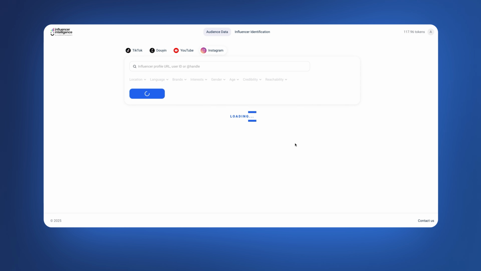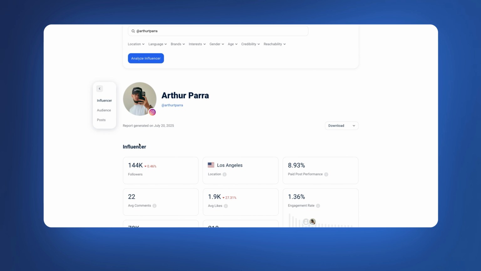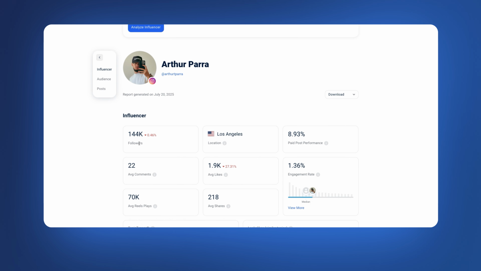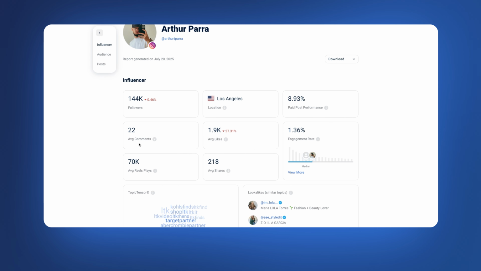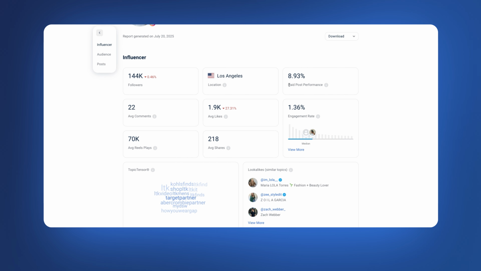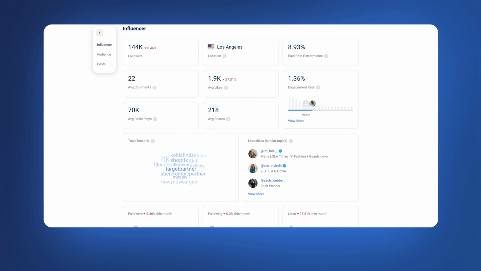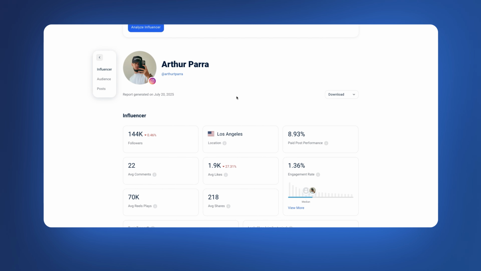And then we want to check him out, right? So he's got 144,000 followers, a little bigger, obviously, than Adriano, maybe someone we want to work with. His paid post performance is 8.93%. That could be good if you're working with influencers and doing paid performance posts. You want to see that they do well, right? So 8%, I would say that's pretty good. His overall engagement rate is pretty low at 1.36%, so that might not be someone you want to work with. But again, it's going to give you all this breakdown.